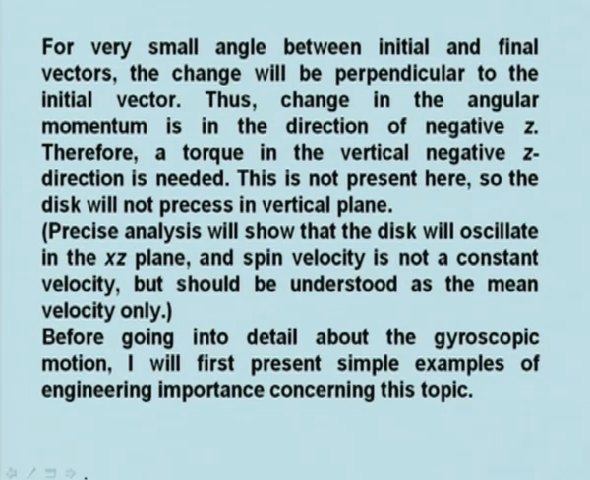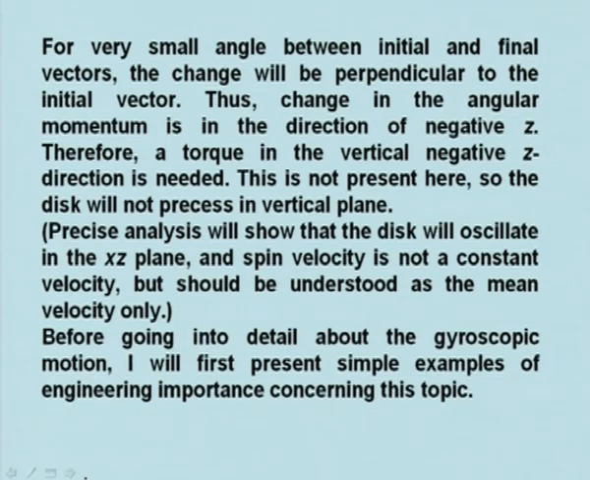But this analysis is based on the assumption, of course, that the spinning velocity is much more than the precession velocity. If we do the precise analysis, then we will see the disc will start oscillating in the xz plane, and the spin velocity is not a constant velocity, but should be understood as the mean velocity only.